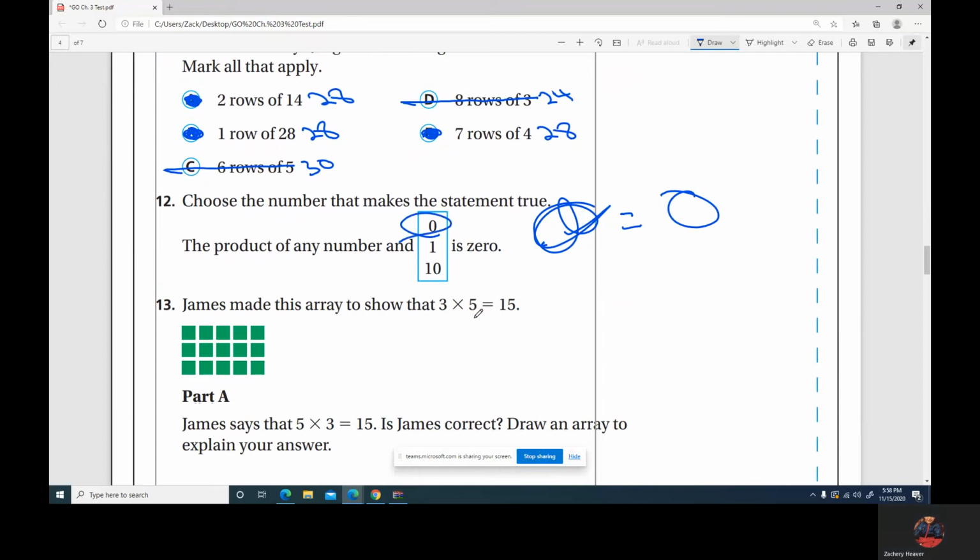0. Okay? Anything times 0 is 0. Anything. The biggest number in the world you can think of times 0 will be 0.